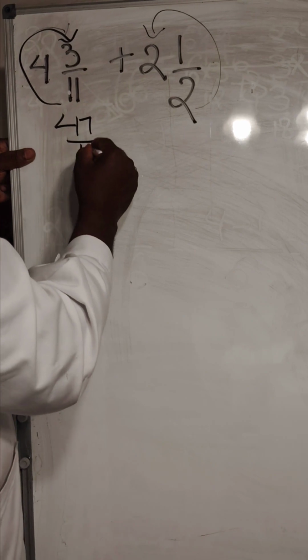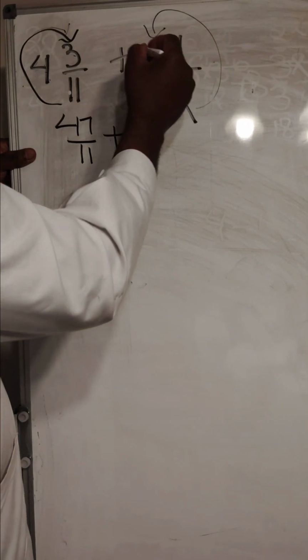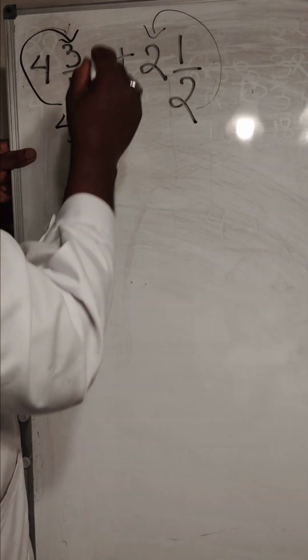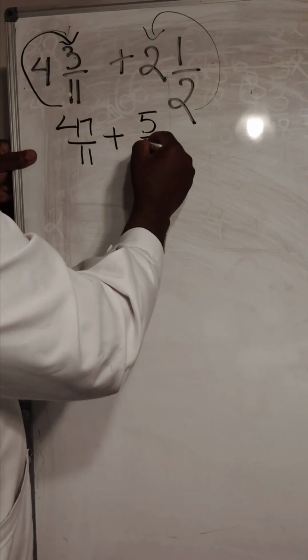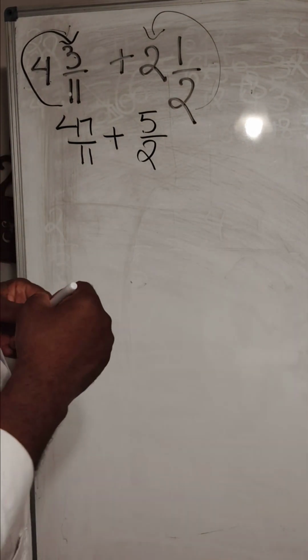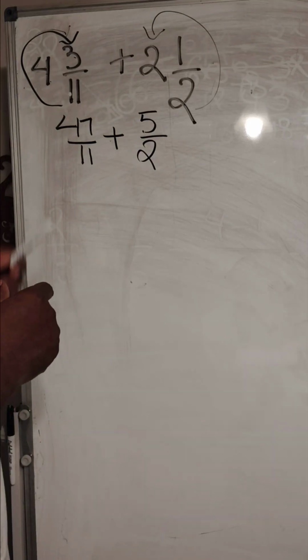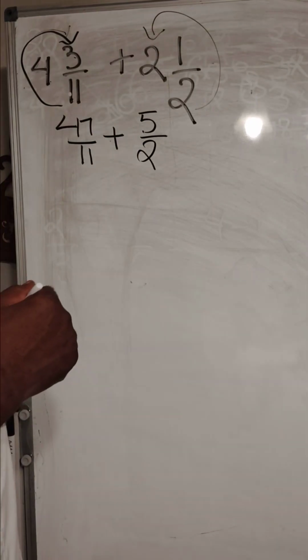47 over 11. Correct? Plus 2 times 2 is 4. 4 plus 1 is 5. So you got 5 over 2. Now you have an improper fraction. Correct? That's what I told you. Mixed numbers come from improper fractions.